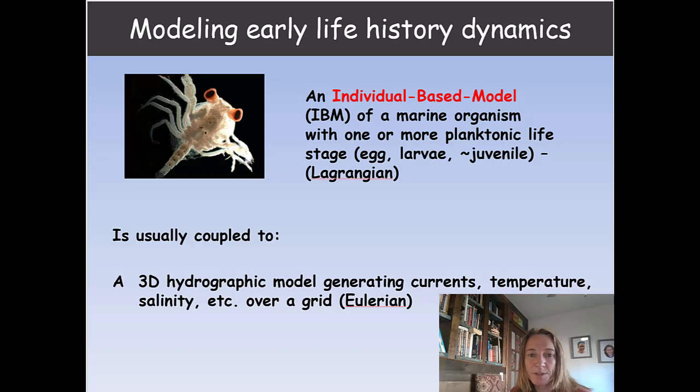Individual-based models can work particularly well for modeling the early life history of many marine organisms, particularly those that have planktonic life stages. These individual-based models are usually coupled to a Eulerian style three-dimensional hydrographic model, which generates the currents, the temperatures, the salinity, etc., through which these individuals are moving.